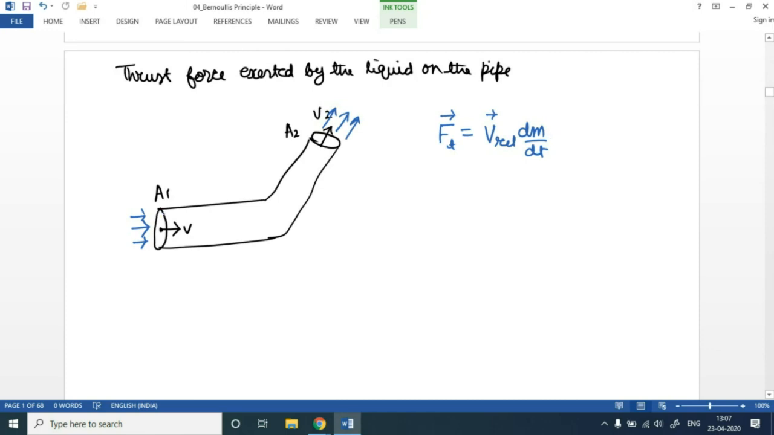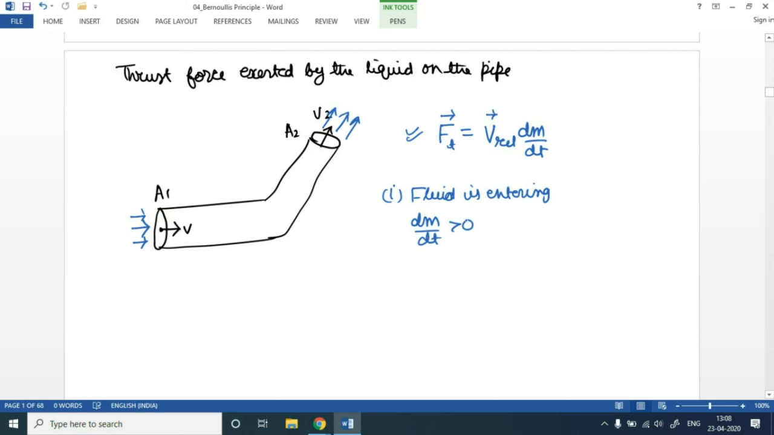Okay, so here I am going to analyze how the ingoing liquid and outgoing liquid are going to exert force on this piping system. So before that, let's analyze this equation a little bit. The first situation we are going to look at is when fluid is entering the pipe.